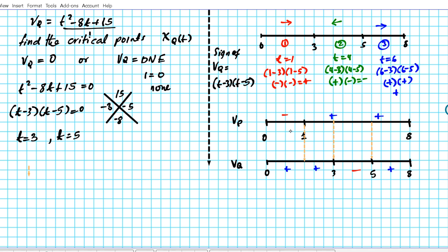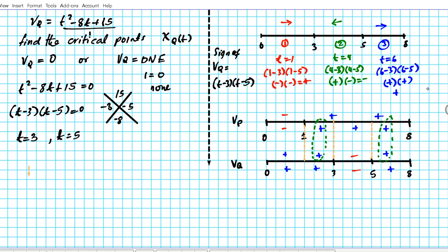So here we have minus, and then here on the top we have plus, plus, and then down here we have plus, plus, plus. So where do we have a match? Identical signs. That's what we're looking for. We can clearly see that we have identical signs here where both particles are going to the right, and identical signs here again where both particles are going to the right. So those are the intervals where the particles are moving in the same direction.